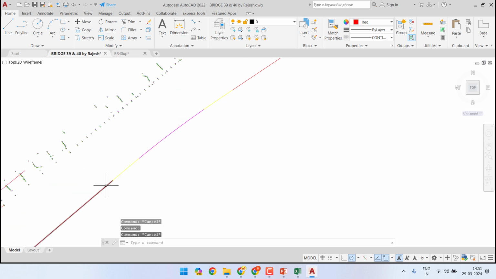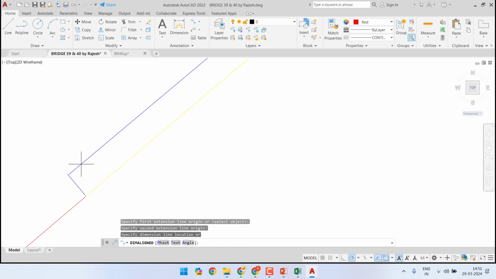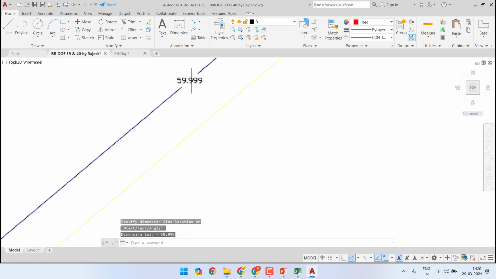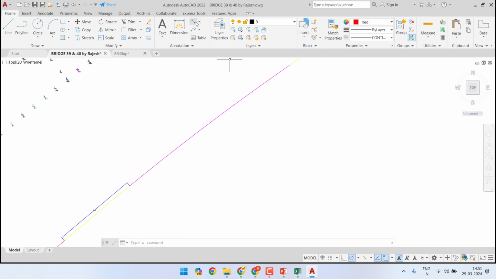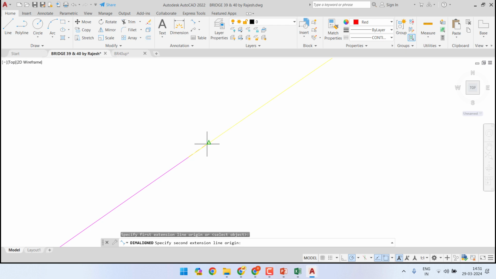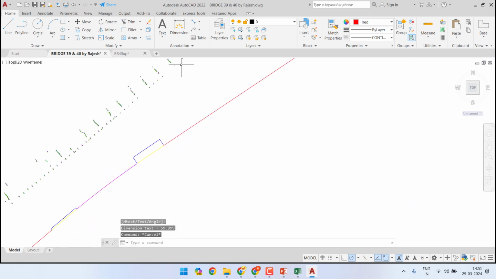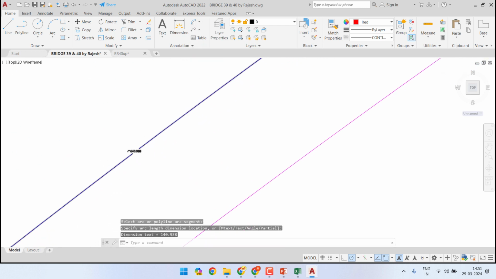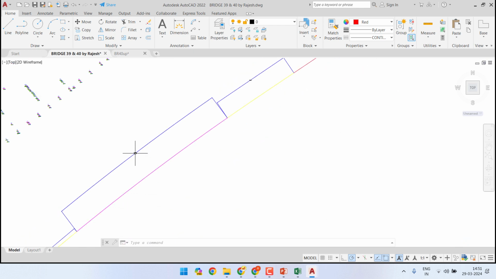Alright, and we have drawn a curve of which, if we measure the length of transition, we will get 59.999, that is 60 meters, as we have entered the value. Here again we will get 60 meters, and the arc length is not in our control actually. This is 140.988, which is basically 141 meters.